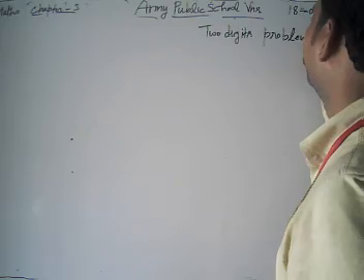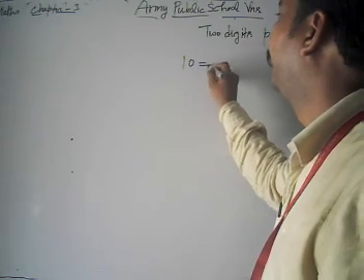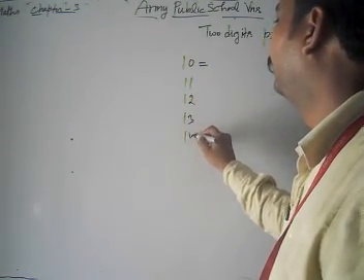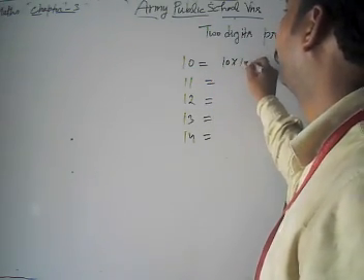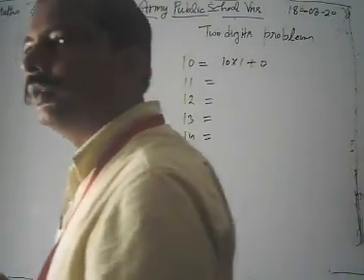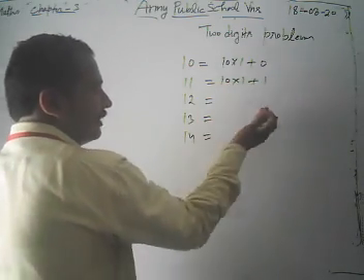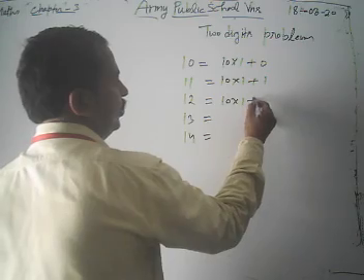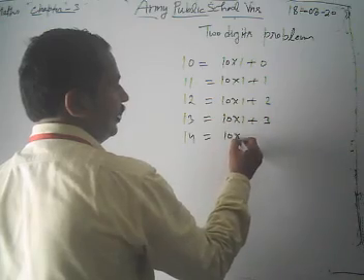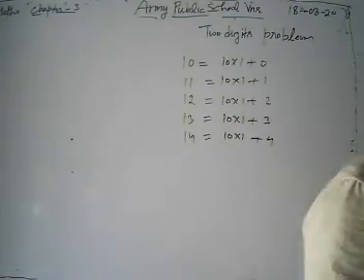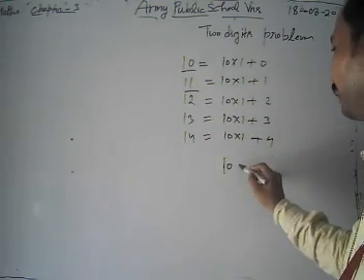Two-digit problems. First of all, look, our first two-digit number is what? 10, 11, 12, 13, 14 and so on. Look, how can we write our 10? We can write 10 as 10 into 1 plus 0. We can express 11 as 10 into 1 plus 1. We can express 12 as 10 into 1 plus 2, then 13 as 10 into 1 plus 3, then 14 as 10 into 1 plus 4.